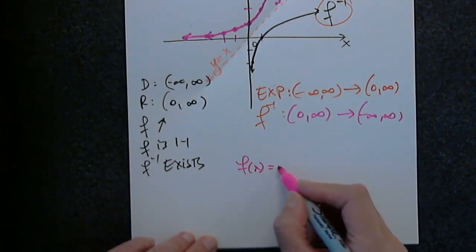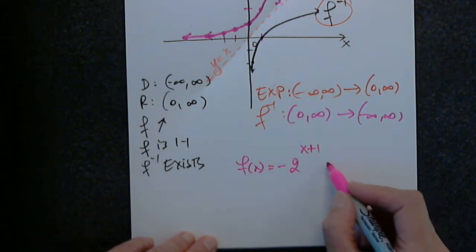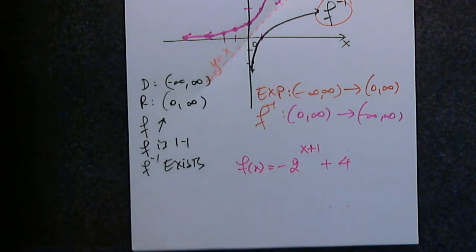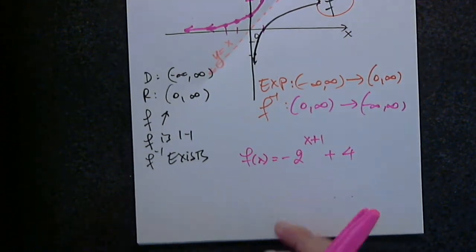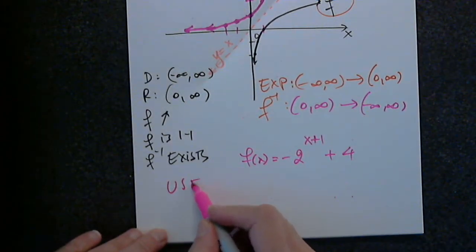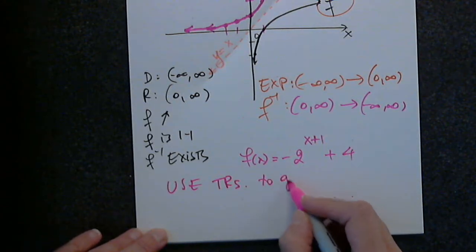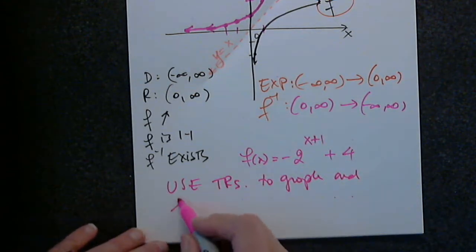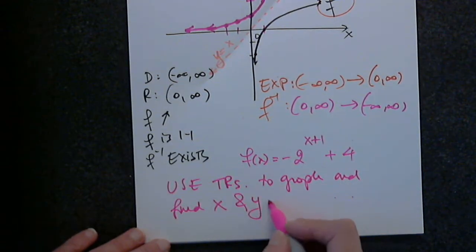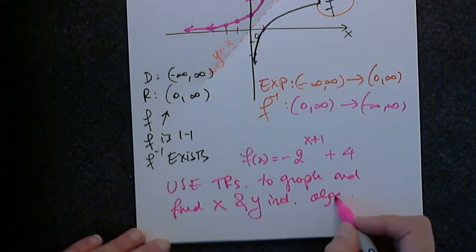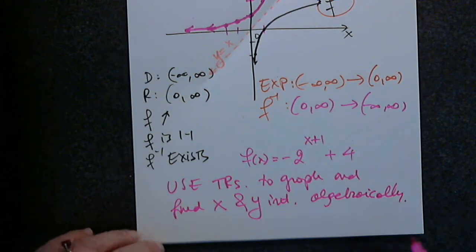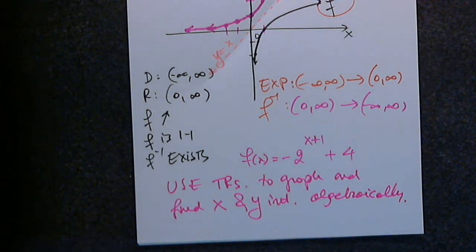Let's say f of x equals -2 raised to x plus 1, plus 4. We're asked to graph this function using transformations, but also determine the x and y intercepts algebraically. Use transformations to graph and find x and y intercepts algebraically.